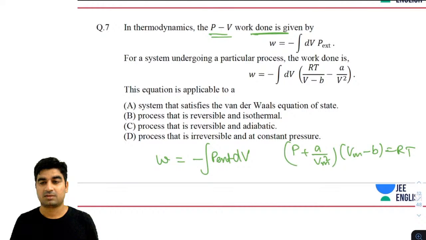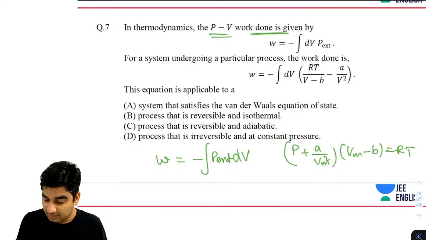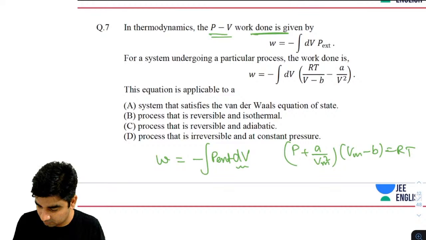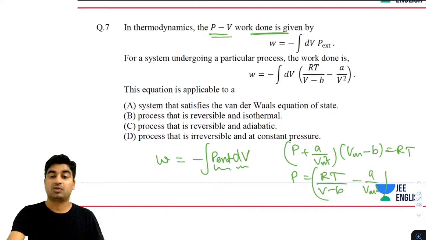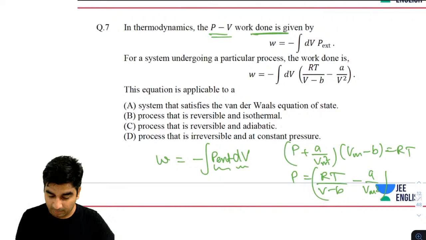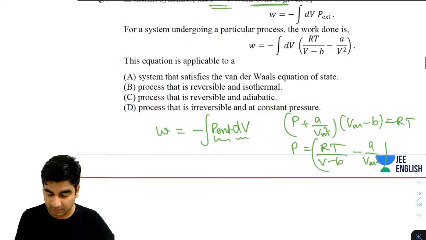So guys, when you are writing it, from here you can get P external. Okay, this is P external guys. First of all, if you know that your reaction is reversible, in case of a reversible reaction you can put P external equal to P.